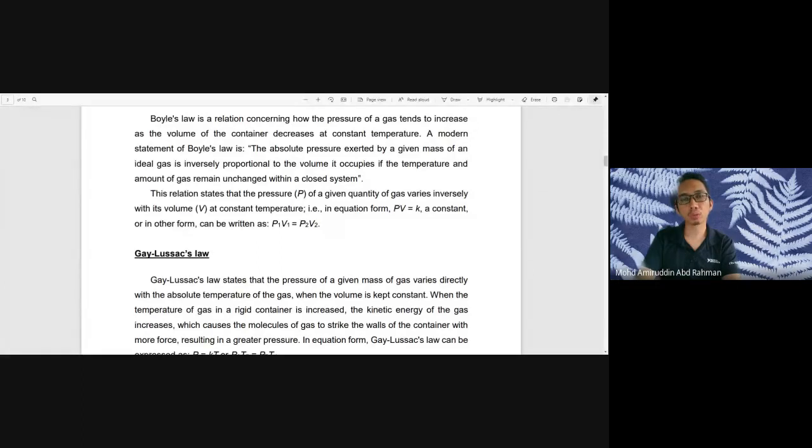And how about if you increase the volume? Of course, the pressure will be lowered, because Boyle's law states that the initial P1 V1 equals P2 V2. So if you increase the volume, of course the pressure will reduce. But if you decrease the volume, then the pressure will increase.